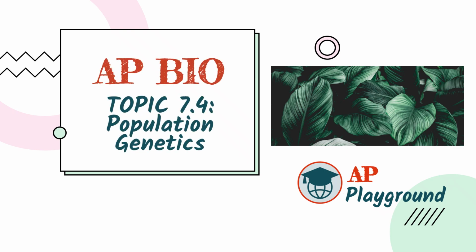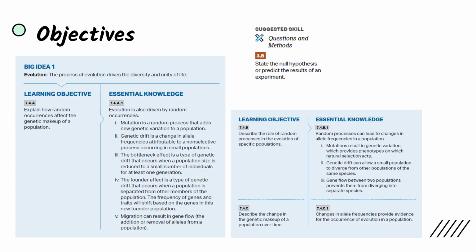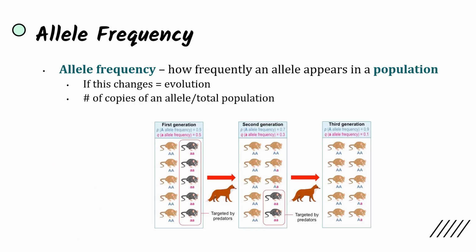Today we're covering topic 7.4, Population Genetics. Bit of a longer lesson today, but we'll be discussing evolution driven by random occurrences that are not natural selection, changes in allele frequencies, and the role of random processes in the evolution of specific populations. And our suggested skill is questions and methods. 3B, state the null hypothesis or predict the results of an experiment.